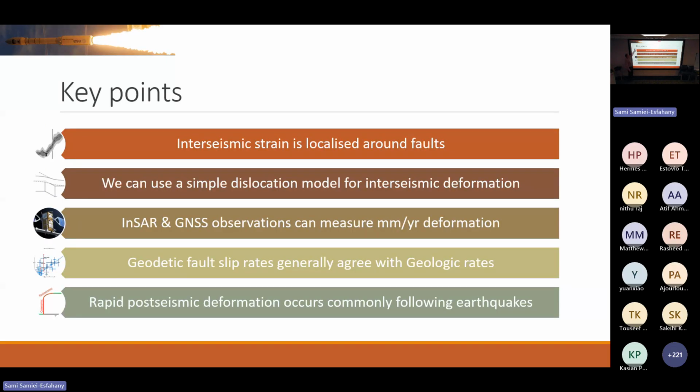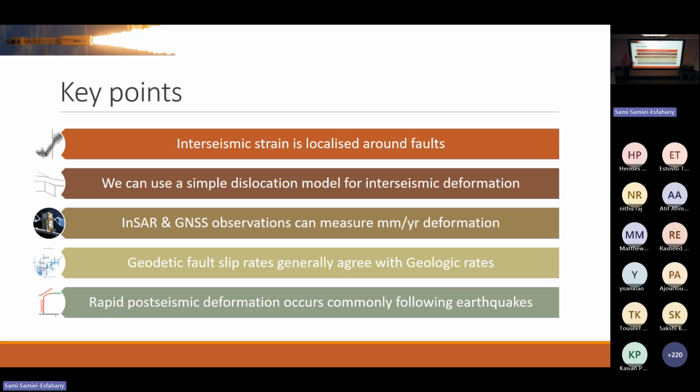So the key take home from that is interseismic strain is localized around these faults, particularly strike slip faults. It's a bit different for dip slip faults. We can use a simple dislocation model in the first instance to try and model how fast it is moving, the slip rate, how deep the locking depth is, and where that shear zone may be. And using InSAR and GNSS, it is possible to get down to the sort of millimeter per year level. If you work really hard, have lots of data, and remove a lot of the noise, it is possible to get a couple of millimeters per year, but it's very difficult. So if you're looking at faults that you've dated geologically that are only moving a millimeter per year, you probably wouldn't see them geodetically. It's at the limit of what we can do.